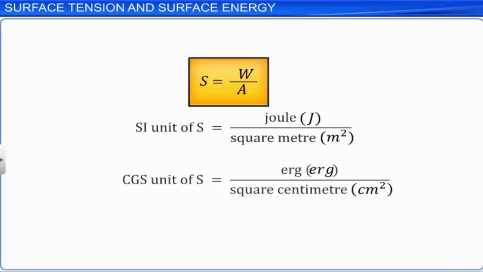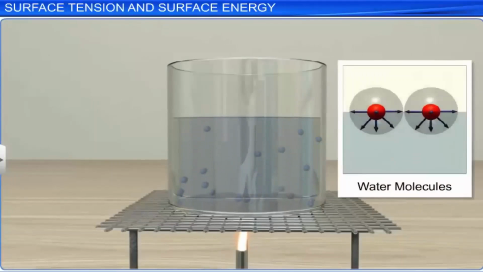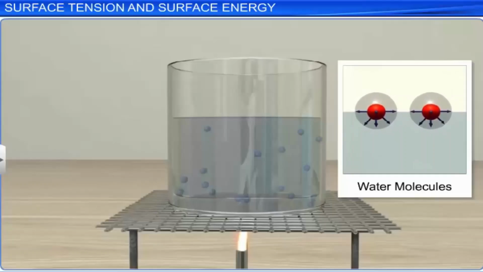The surface tension of a liquid decreases with an increase in its temperature. When the temperature of a liquid increases, the kinetic energy of the liquid molecules increases, and this decreases the cohesive forces. The decrease in cohesive forces results in a decrease in surface tension.